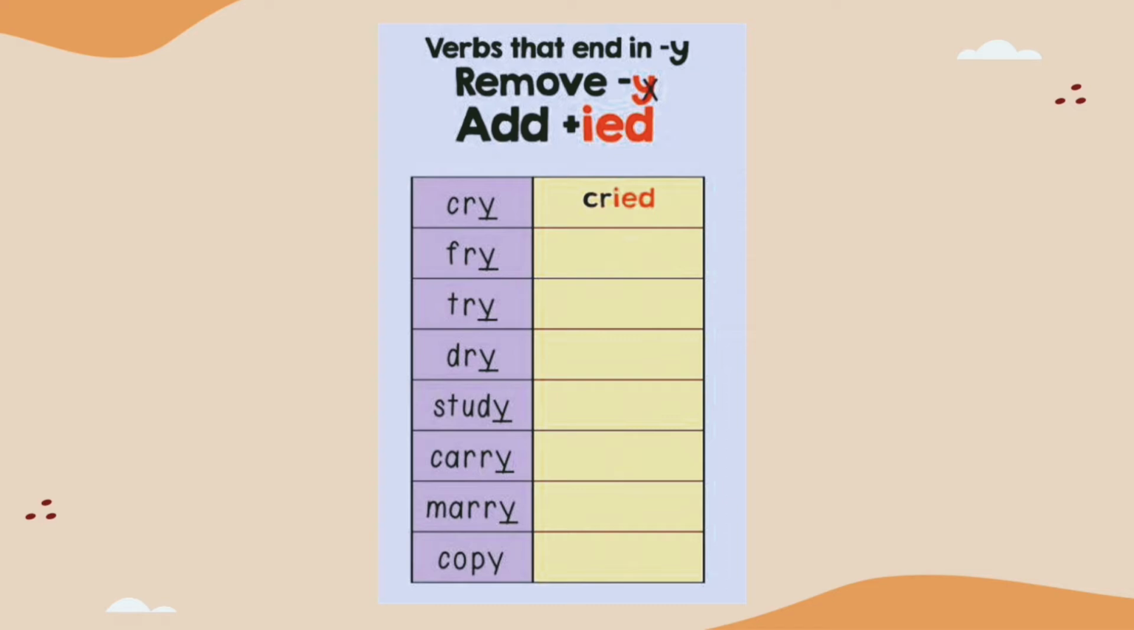Let's do dry. Dry ends with a Y. Remove the Y and add IED. Dried. Next, carry. Carry becomes carried. And lastly, let's do marry. Remove the Y becomes married.